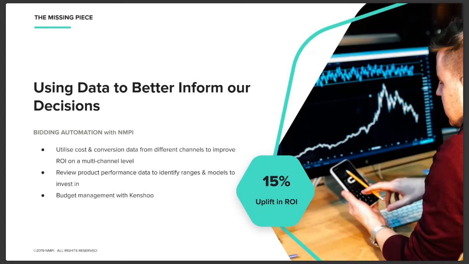A third of US advertisers on Amazon are utilizing third-party optimization tools, and they're seeing success doing so. We at NMPI work with Kenshu, a campaign and bidding management platform, and through our use of data and their advanced optimization tools, we've seen an uplift in ROI of campaigns of 15%.